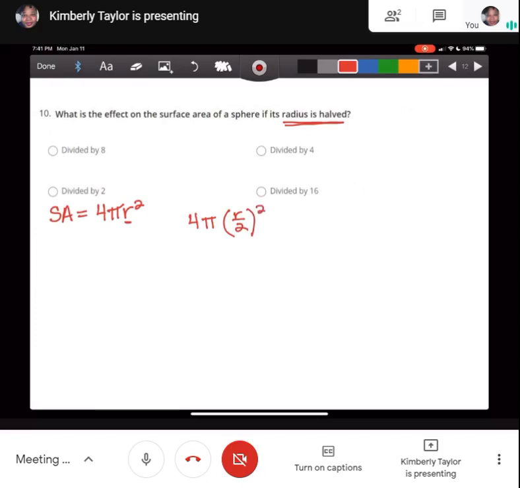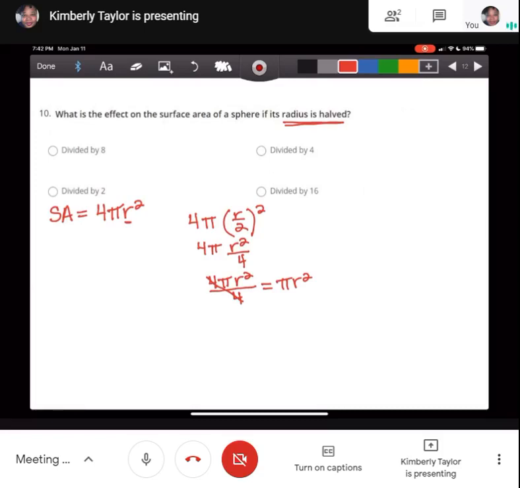I'm going to show you this way and then I'm going to show you another way. So we have 4 pi, and this would be r squared over 4. Really all of this is over 4. So I'll rewrite it as 4 pi r squared, all over 4. You could cancel out the 4's and you're left with just pi r squared. So all I have to do is divide my surface area by 4, and that gives me the effect of having a radius that's half.